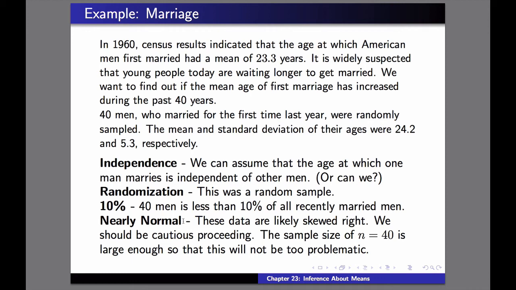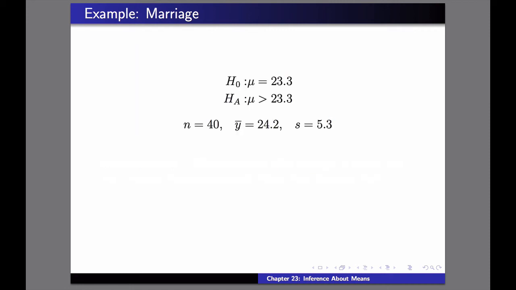Now, we're going to be pretty safe if our sample size is large enough. N equals 40 is not that big, but it's not that small either. So we're just going to say it's large enough. It won't be too problematic, but we'll proceed cautiously. Okay, so let's restate what we know about this problem. We've got our hypotheses, our sample size, sample mean, and standard deviation. We're going to apply Student's t-model with 39 degrees of freedom, right? 40 minus 1 is 39.